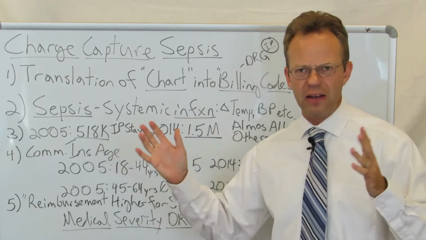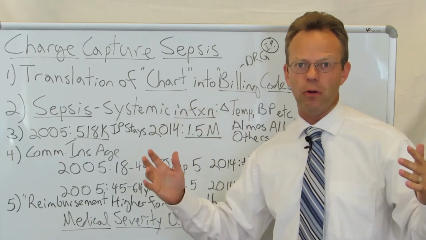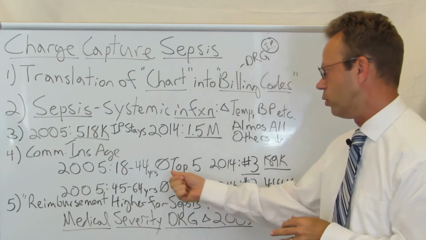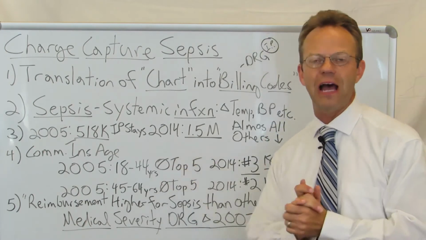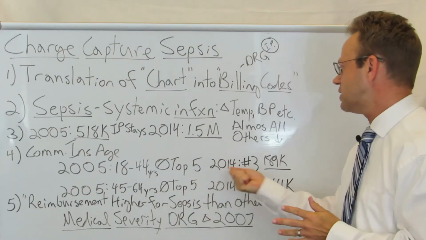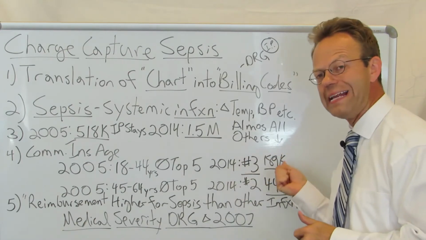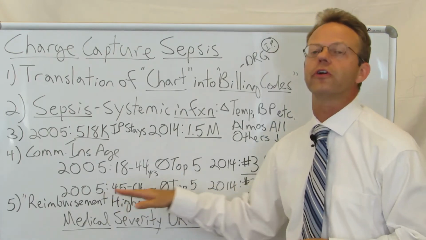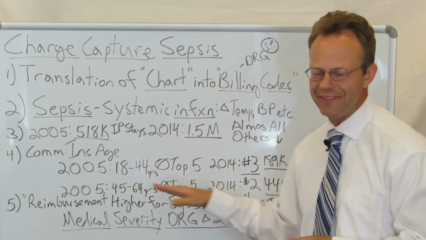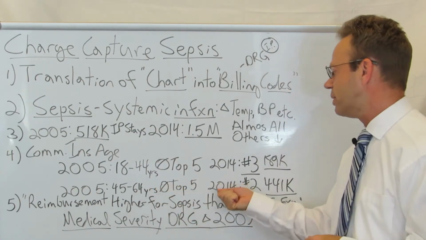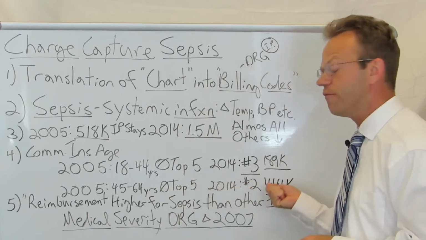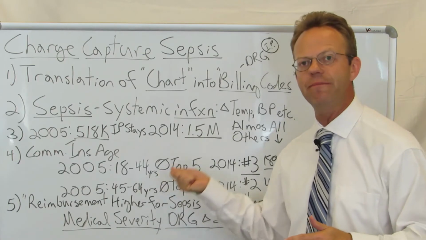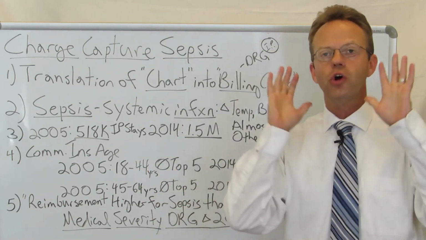Okay, now, that's fine. But what about commercially aged people? Commercial insurance age people, right? Because that's what we care about on this channel. Okay, in 2005, for 18 to 44-year-olds, sepsis was not even in the top 5 for diagnostic categories for inpatient stays. In 2014, it was number 3 with over 189,000 inpatient stays. In 2005, for 45 to 64-year-olds, so older commercially insured folks, again, sepsis was not even in the top 5 for reasons for inpatient stay. But in 2014, it was number 2. There were 441,000 inpatient stays, almost 500,000 inpatient stays for something that wasn't even in the top 5 a few years prior.